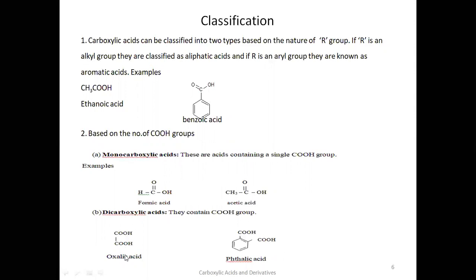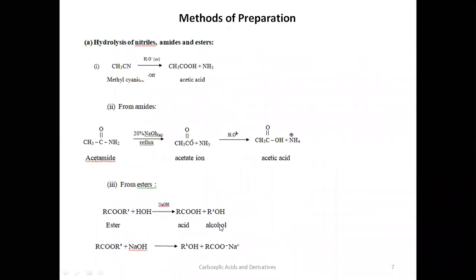The name for this compound is oxalic acid. You see here, this is phthalic acid. These COOH groups are ortho to each other. There are two carboxylic acid groups. Therefore, this is a dicarboxylic acid.